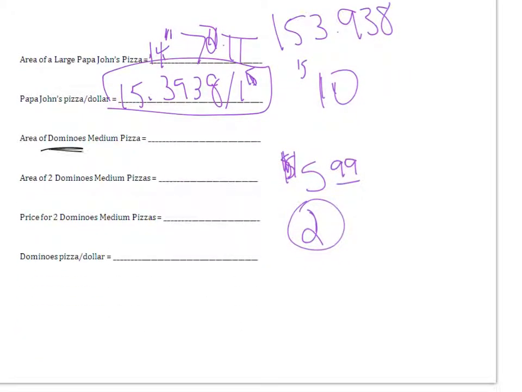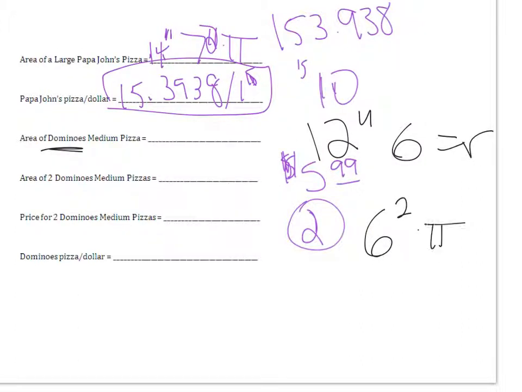So for Domino's, that's a 12-inch medium. So that means it's a 6-inch radius. So for one of those, that's going to be 6 squared times pi. So for one Domino's pizza, that's 113.097 square inches.